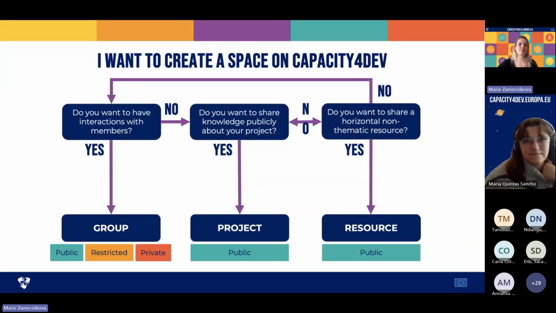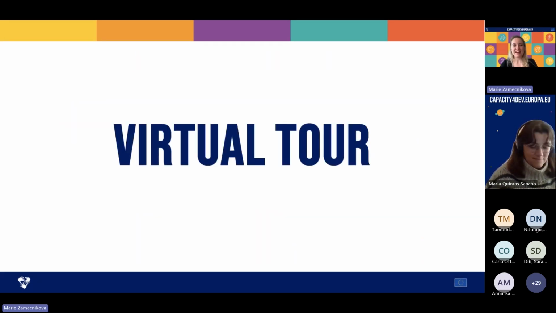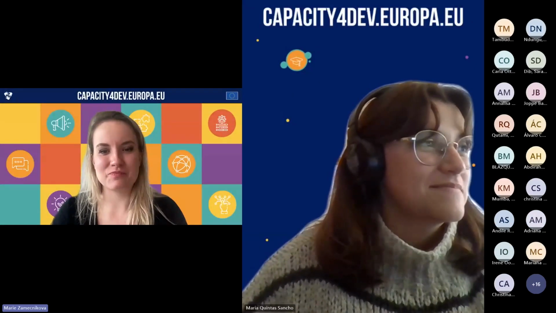So here is just a small diagram. I think that this will also be sent to you after this webinar, so you can refer to it when you want to open your own space, in case you would like to begin, if you would like to be one of our space managers. So you can use this diagram to navigate what kind of space you actually should open. And now it's actually time to go for the virtual tour and for the final practice.